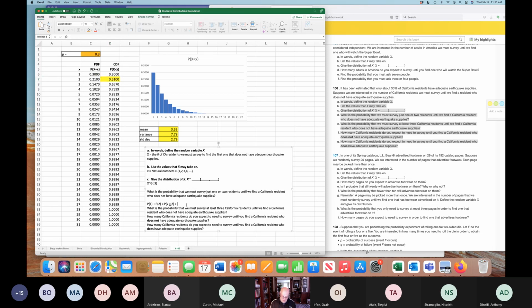Equals 0.5100, which is also equal to 51%. Okay, so what was this? This was number D. Make that bold.